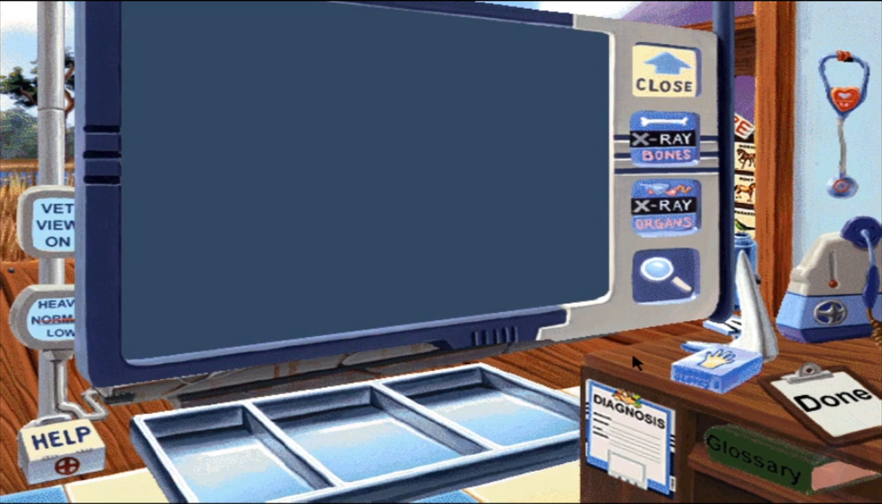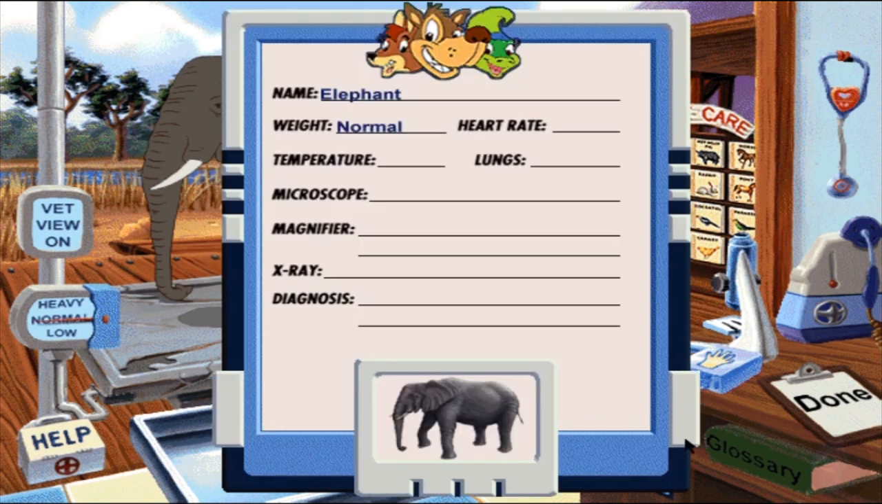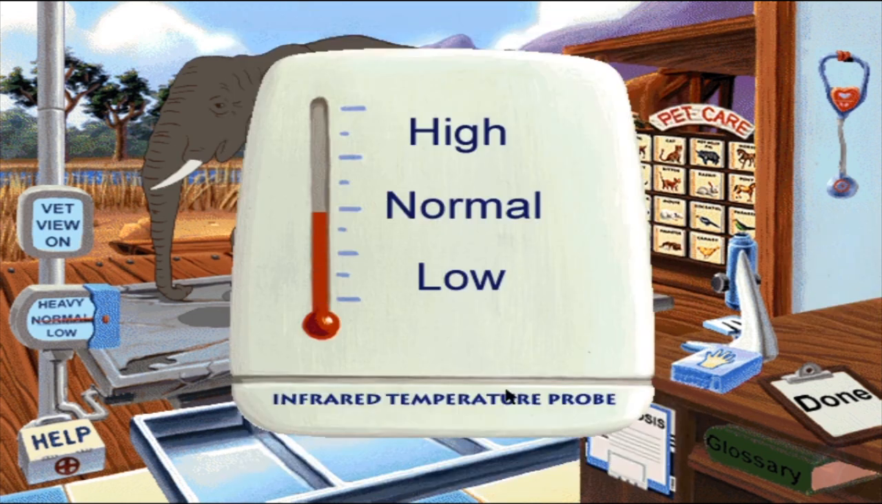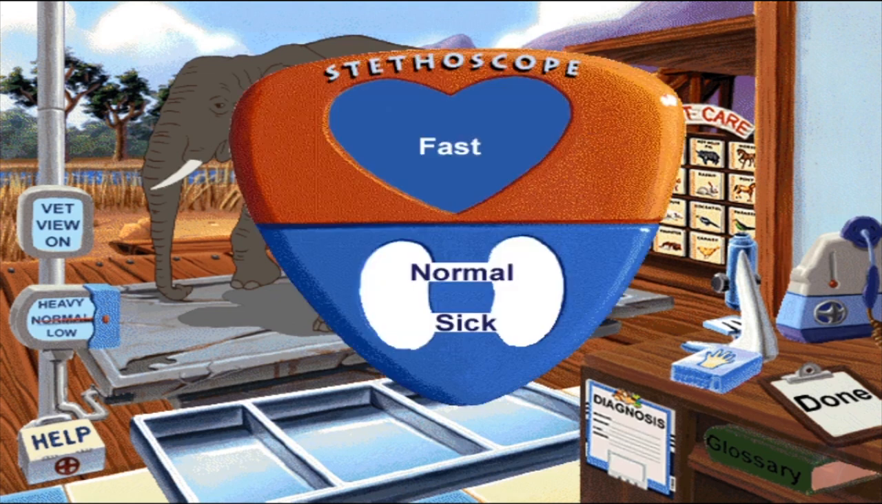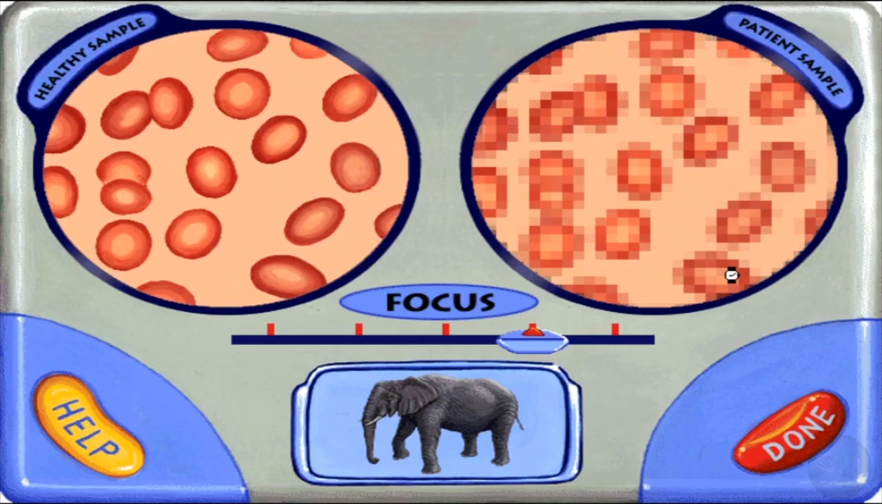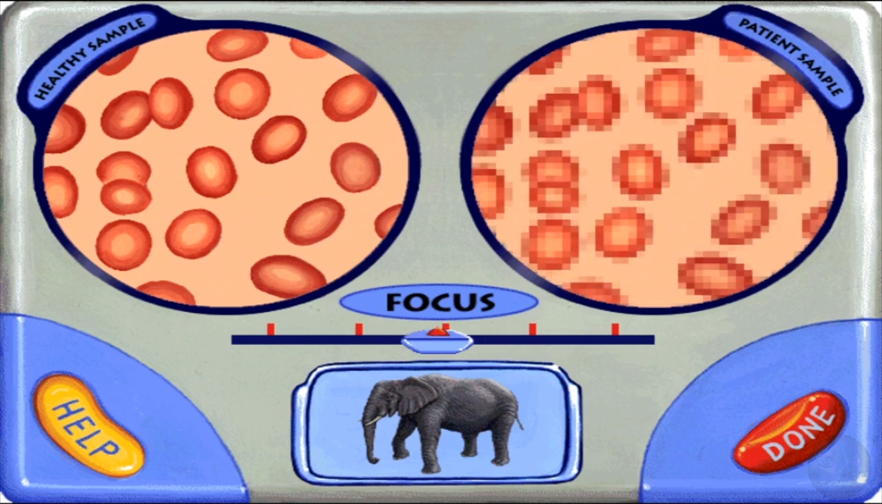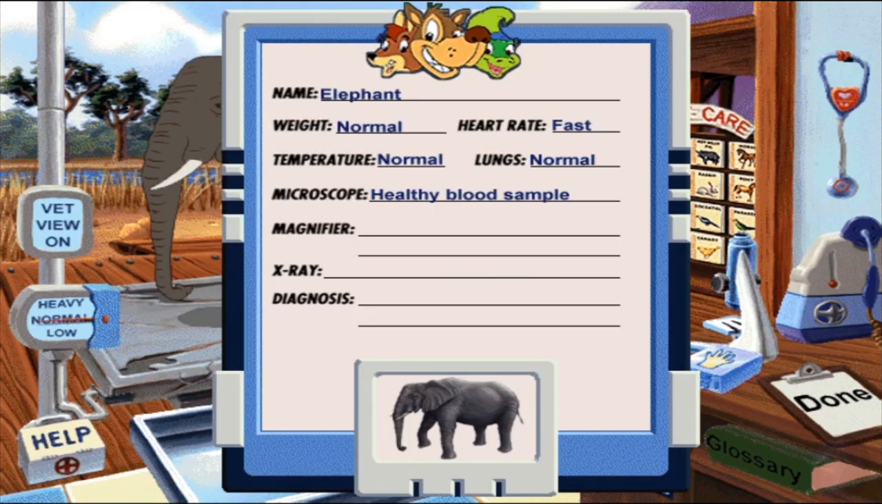You've brought an animal in for examination. This animal's weight is normal. This animal's temperature is normal. The animal's heart rate is fast. This animal's lungs sound normal. Let's examine these elephant blood samples. Well, this sample looks healthy. Let's move on to another exam tool. Healthy blood sample.